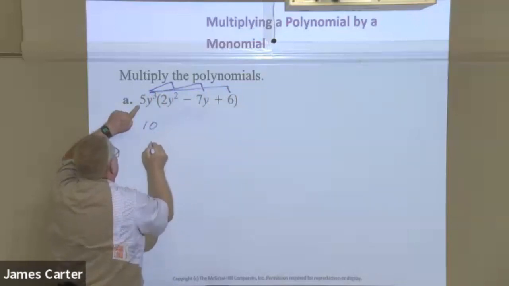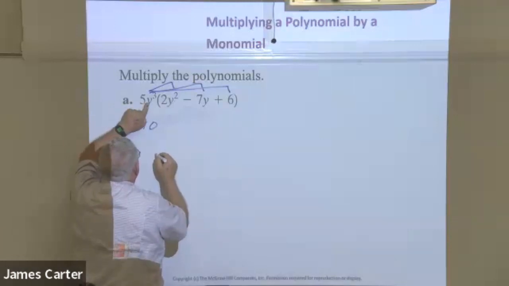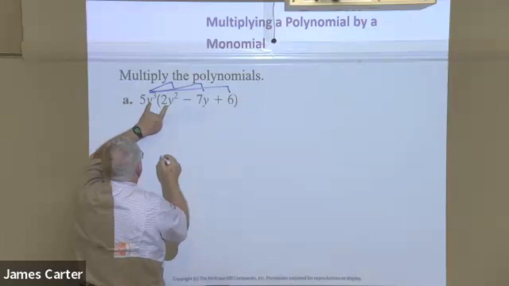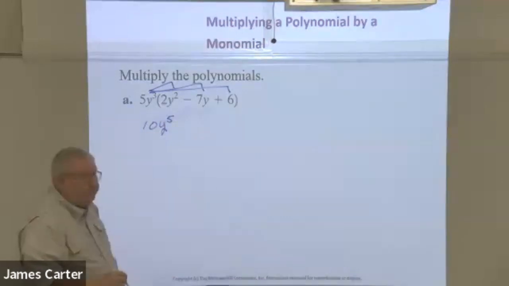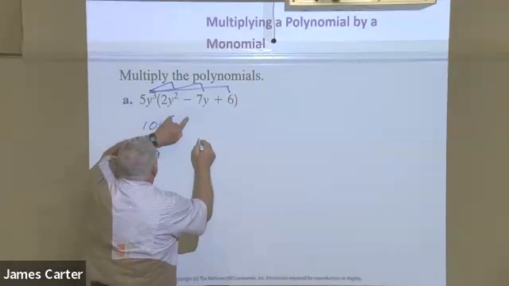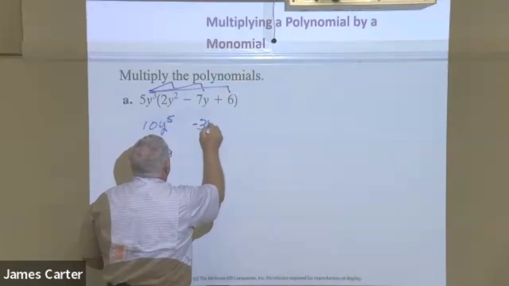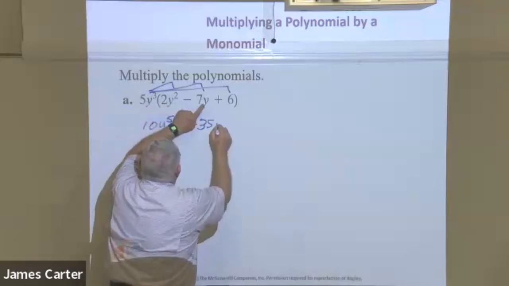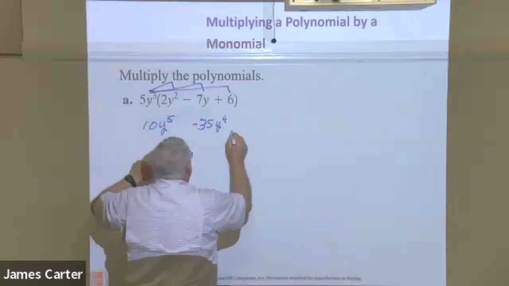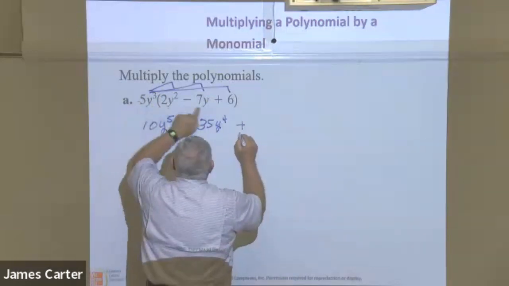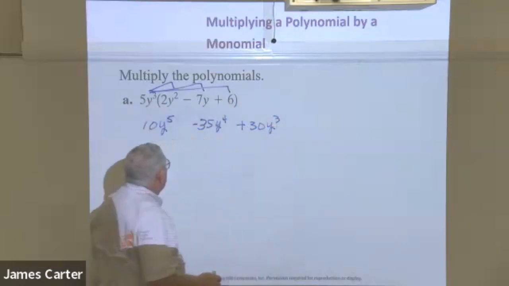5 times 2 is 10. And y cubed times y second is y to the fifth. Here, -7 times 5 is -35, and y fourth. Again, I'm doing 3 plus 1. Plus 5 times 6 is 30, and just bring over the y cubed. Done.